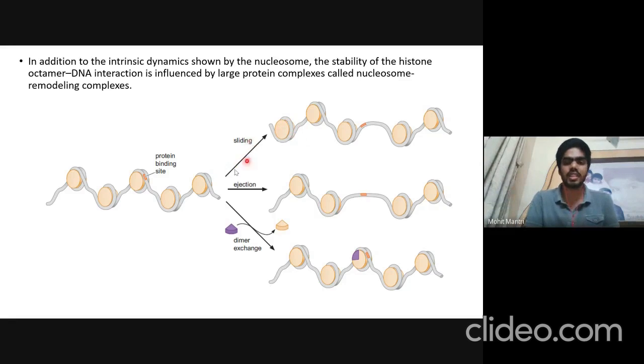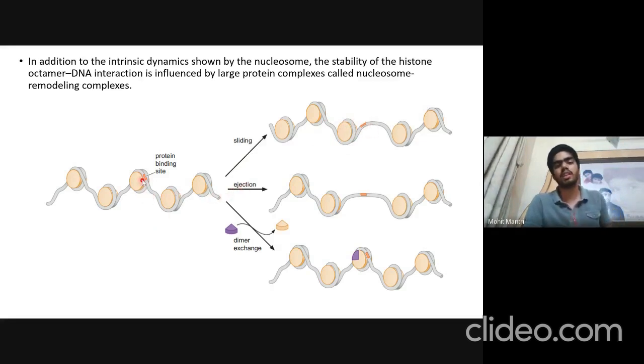One is sliding. Suppose this is the protein binding site and it is present inside the core DNA and therefore not accessible. Because of nucleosome remodeling complexes, sliding may take place, and this region which was earlier not accessible can now be accessible, because the histone octamer has slid along the DNA sequence a bit so that this region is now accessible. The other mechanism is ejection.